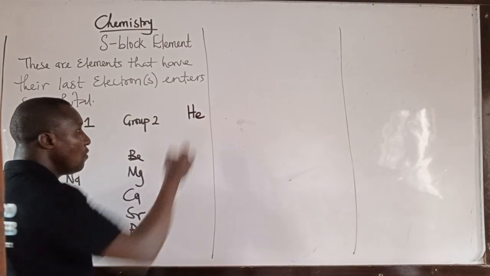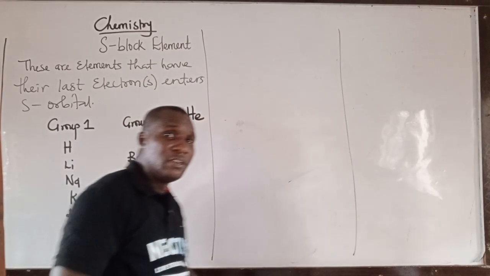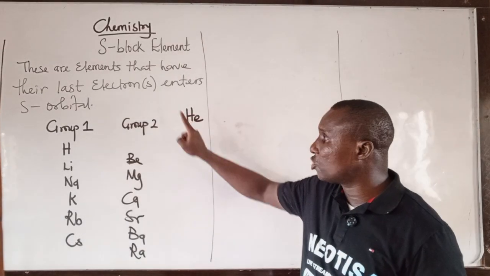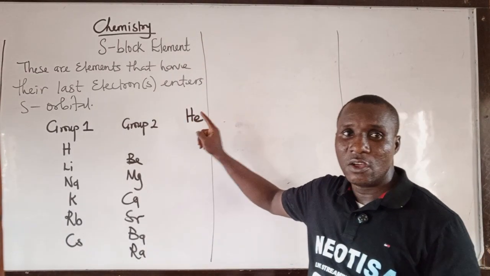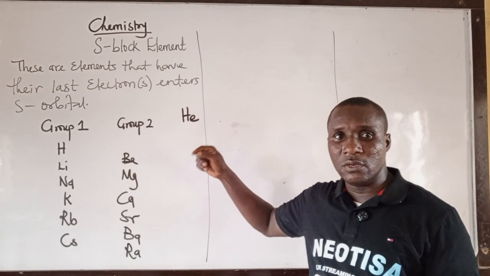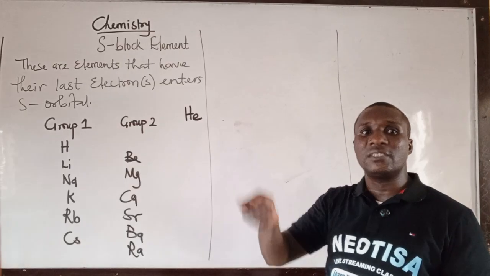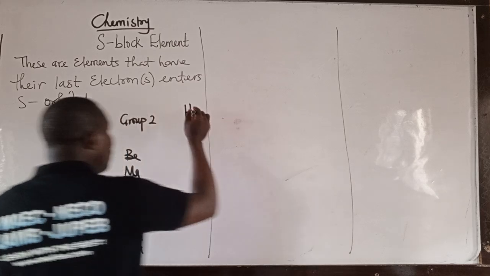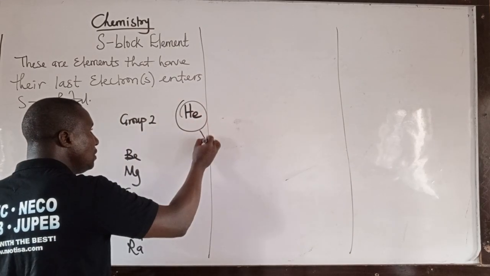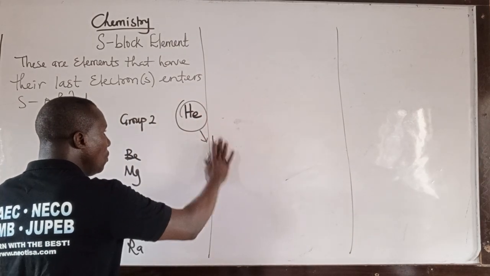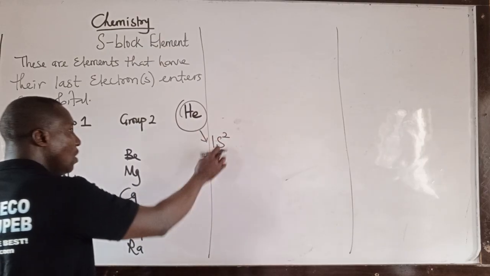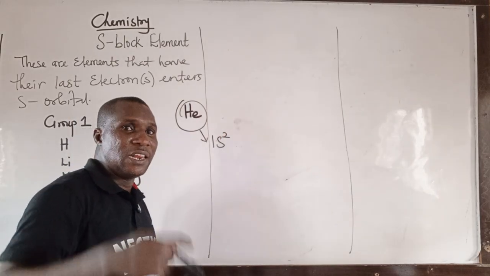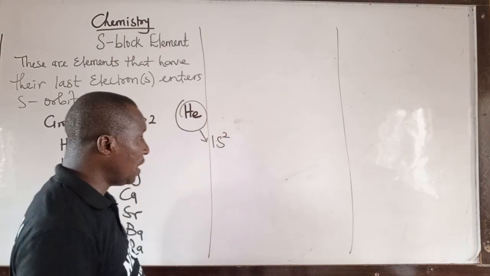Then you have a special element, which is helium. Don't forget, helium can be found in group 18, but it has its last electron on the S orbital. That's why the electron configuration of helium is 1s2. It has the last electron on S orbital.